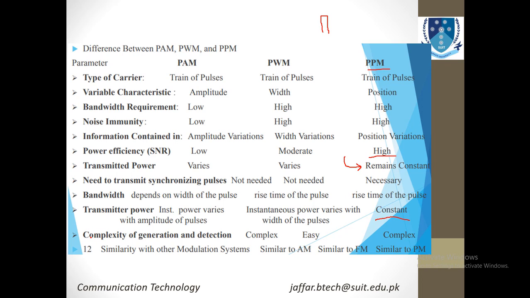Now let's talk about the complexity of generation and detection. PAM is complex, PWM is easy, and PPM is also complex. And regarding similarity with other modulation systems that we discussed in the previous portion of the course series in the midterm, where we started AM, PM and FM, we come back to the point that PAM is similar to AM, PWM is similar to FM, and PPM is similar to PM.